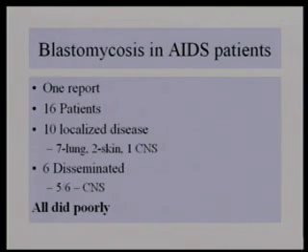Now, blastomycosis, there aren't a lot of blastomycosis in AIDS patients, and I don't know why. There was only one report, and this is back in the late 90s, of 16 patients, but 10 had localized diseases, so 7 were lung, like we would expect, 2 skin, 1 CNS. And 6 of them became disseminated, and that's a little unusual, and all did very poorly.